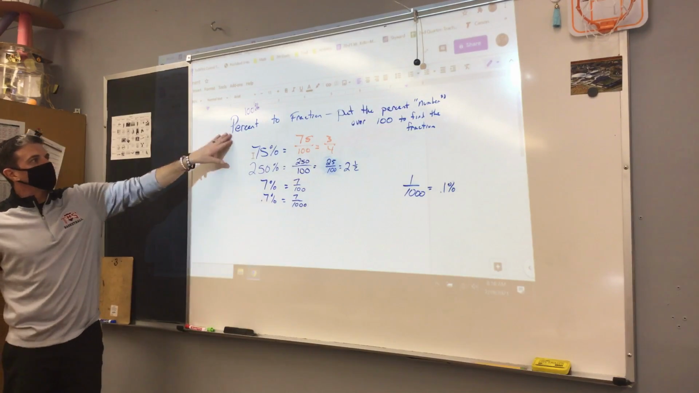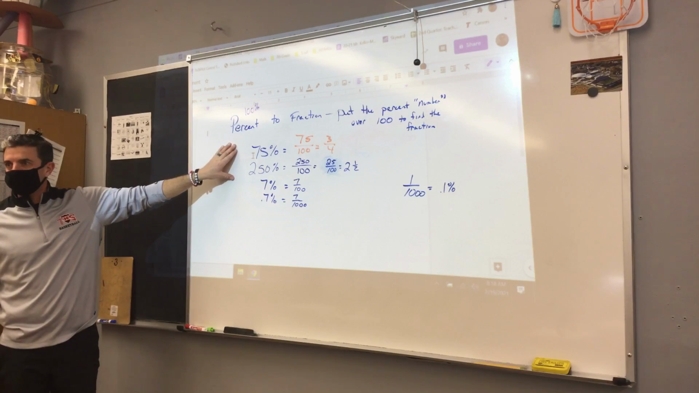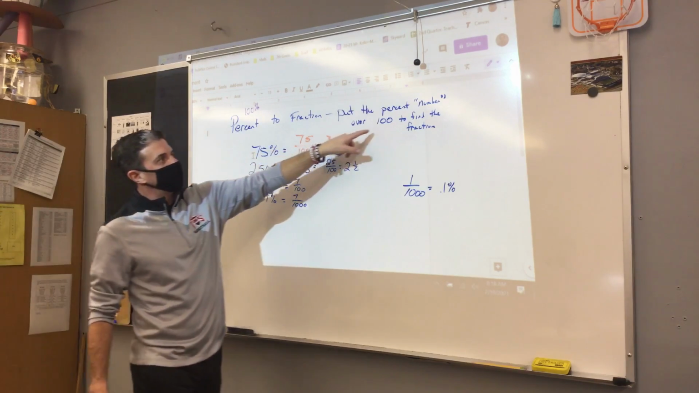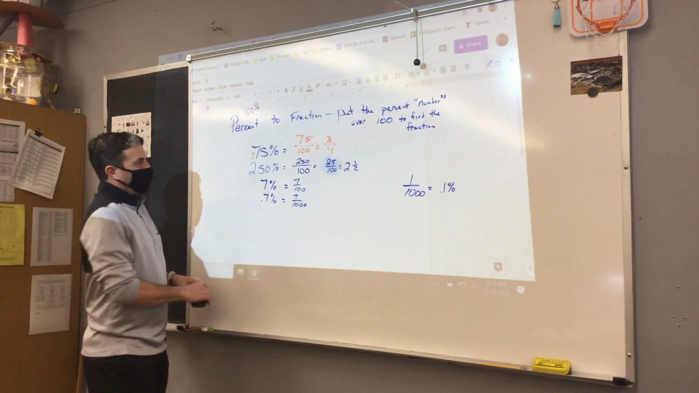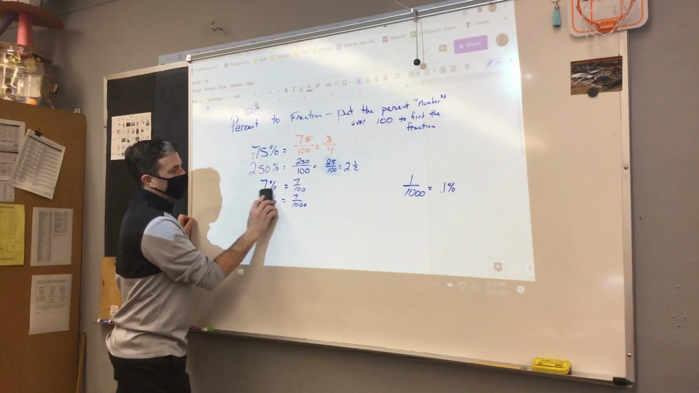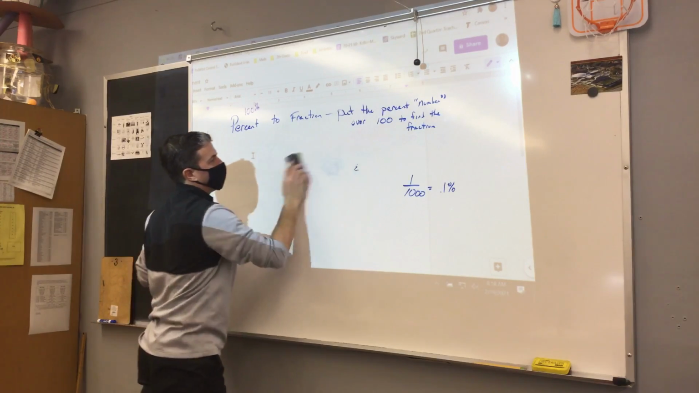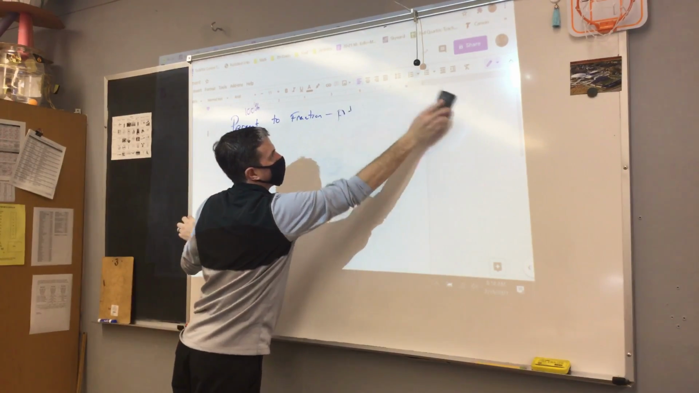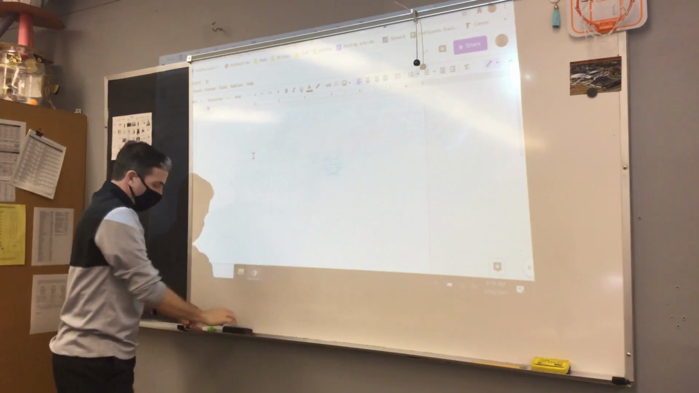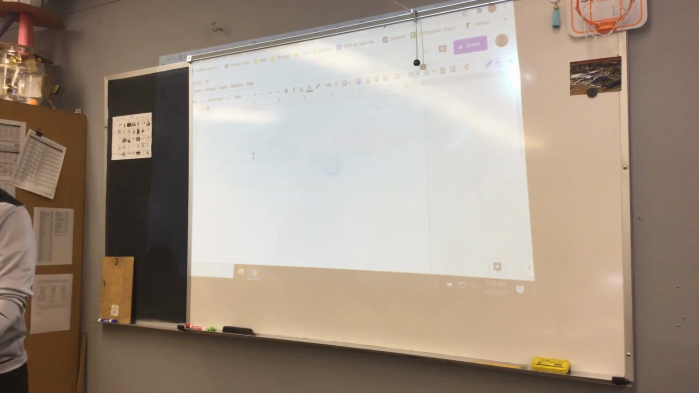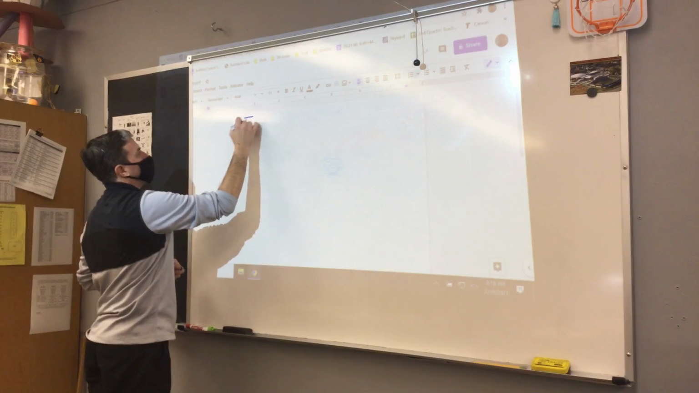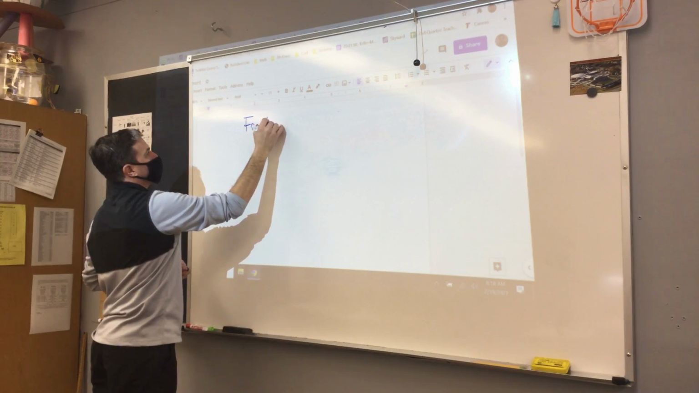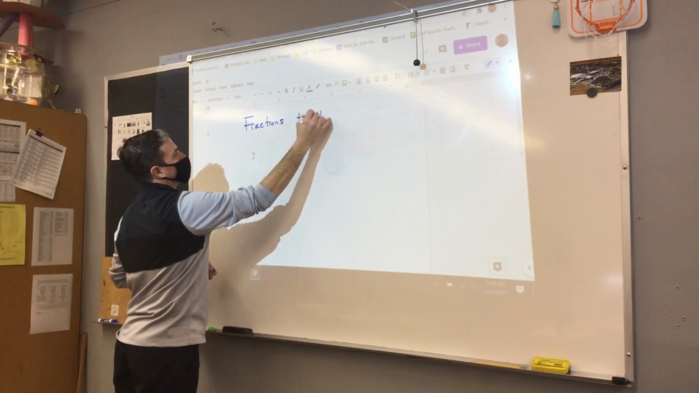Okay, so that's percent to fraction. You take the percent and you divide it by 100. All right. Now these are all conversions going back and forth. Now we haven't done one. Let's go. Fractions to decimals.